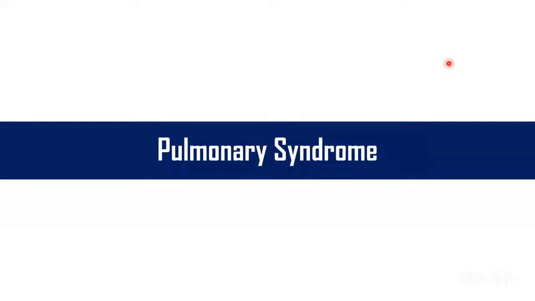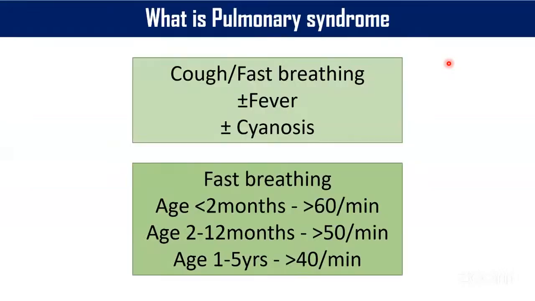The second component of this discussion is pulmonary syndrome. What is pulmonary syndrome? Any child who presents to you with cough and fast breathing. It may be associated with fever or cyanosis. This symptom complex is called pulmonary syndrome. It may be just cough and fast breathing, with or without fever, with or without cyanosis.